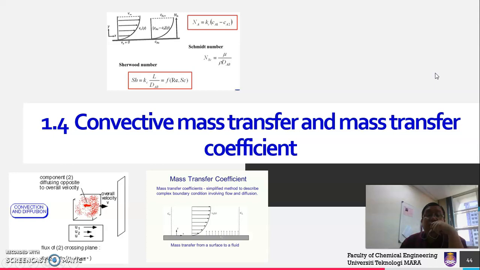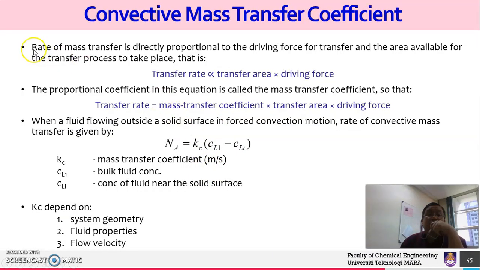And then we move on to convective mass transfer and the mass transfer coefficient. So this one is the convective mass transfer coefficient. We know that the transfer rate is proportional to the transfer area times the driving force. So the exact equation is the mass transfer coefficient times transfer area times driving force. We know that the driving force is the difference of concentration, or concentration gradient.